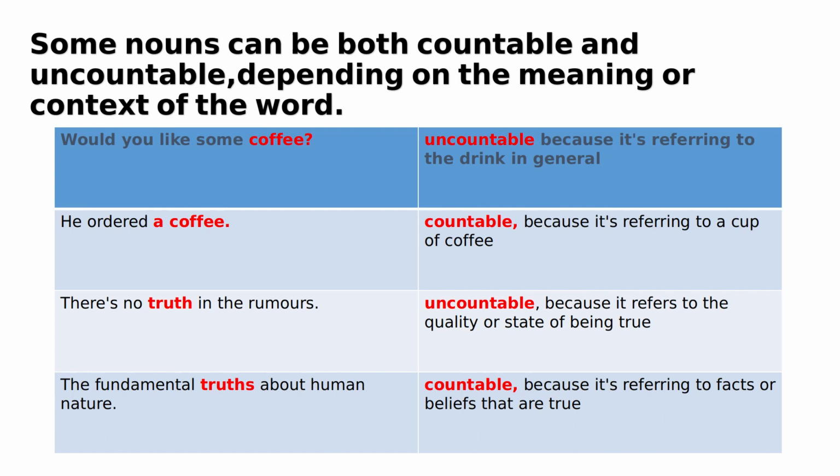There is no truth in the rumors. Truth, in this case, is uncountable because it refers to the quality or state of being true. But in the sentence, the fundamental truths about human nature, it is countable because it's referring to facts or beliefs that are true.